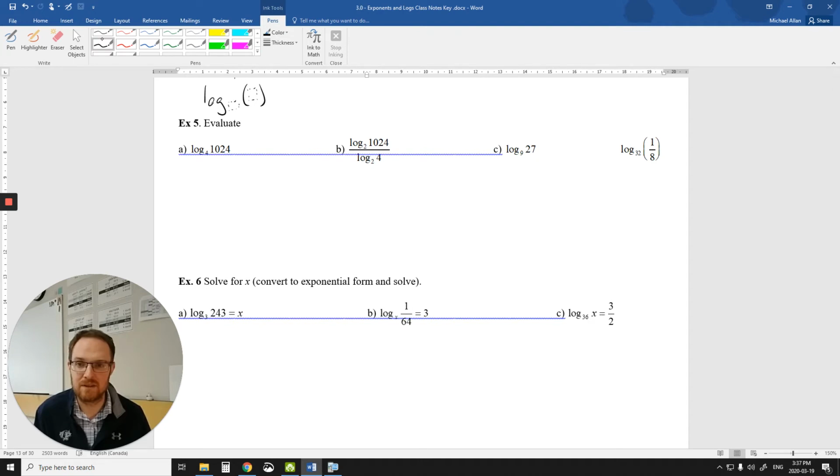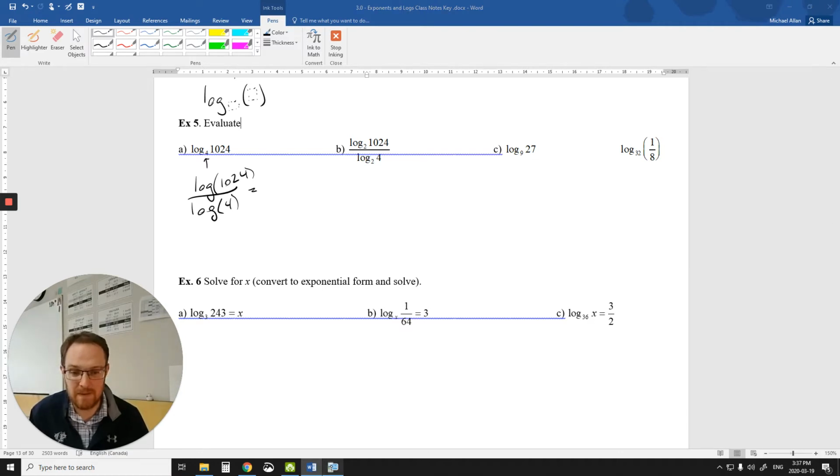So this is an example down here. This is a base 4. I could just punch that in my calculator if I had the base 4 button, but if I don't, I can use the base 10 log to do this. So I can go base 10 of 1024. Now the base 10 log of 1024 is not a very nice number, right? But once you divide it by log base 10 of 4, it ends up being a much nicer number.